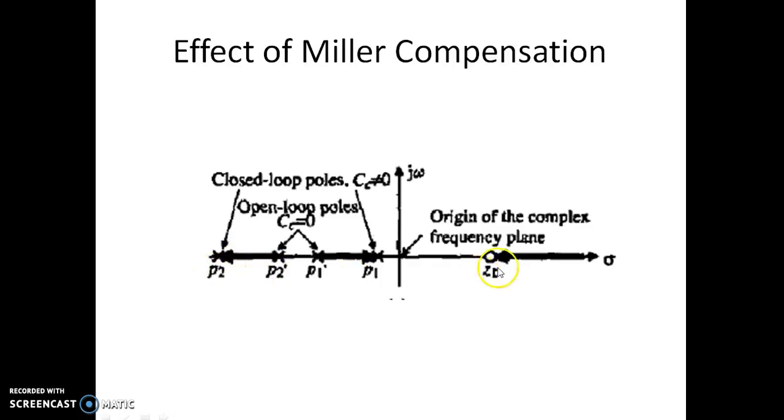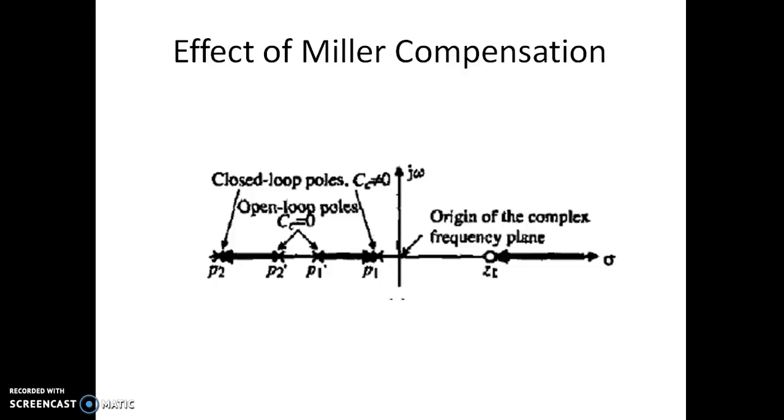The two zeros which were at infinity, one of them will become finite. I can see now this is one of the two zeros which were there when there was no compensation capacitor. Because of the compensation capacitor, out of two zeros at infinity, one has come to a finite value, and the other one is still at infinity.